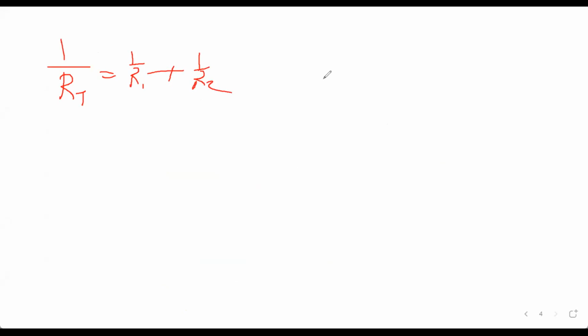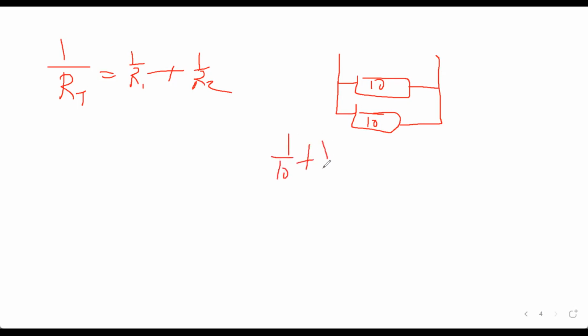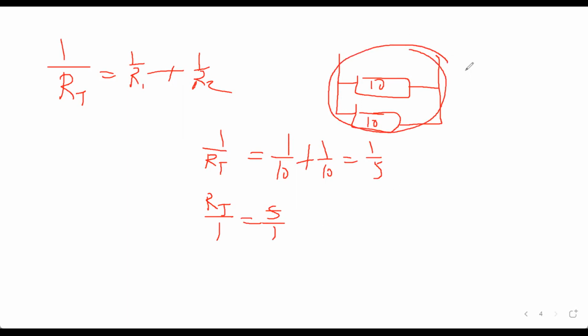Let's say, for example, the circuit looks something like this. I have one 10 ohm resistor here and another 10 ohm resistor here. Pay attention. In order for you to find the resistance here, you do 1 over 10 plus 1 over 10, which will give you 1 over 5. But this is not the final answer, because this 1/5 is only 1/RT. In order for you to find RT, you have to flip it, which will give you 5/1. Means the total resistance of this circuit is only 5 ohms.